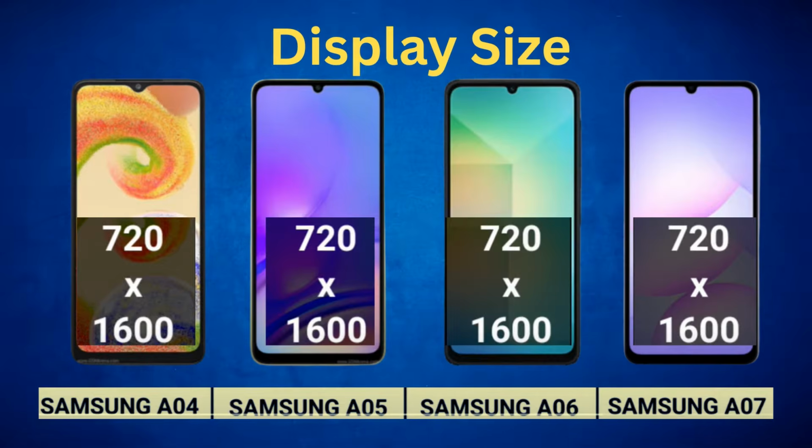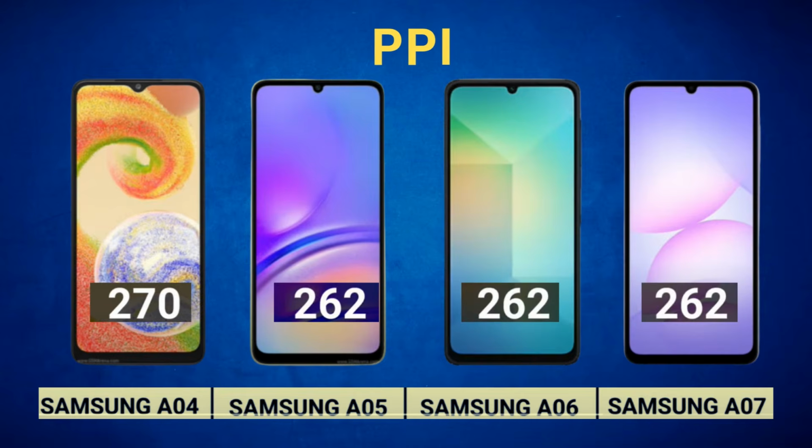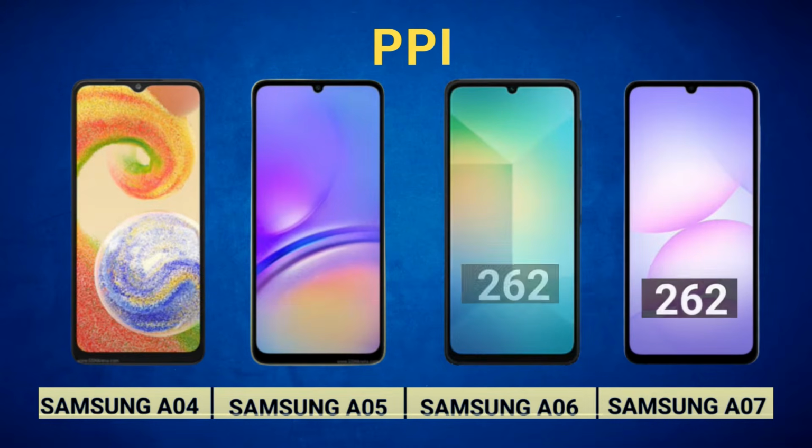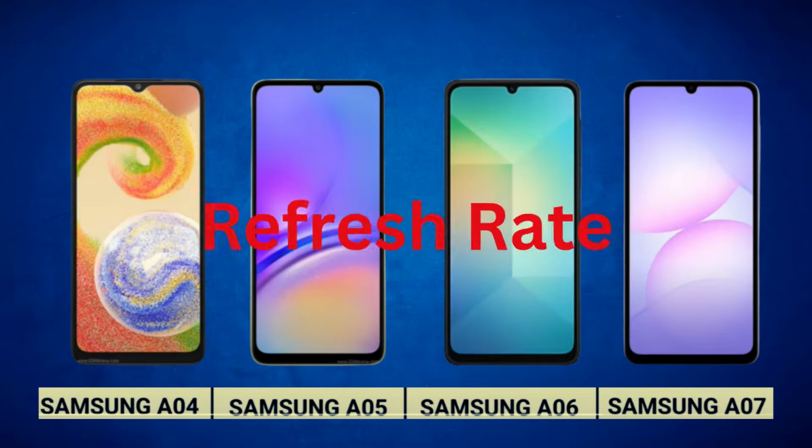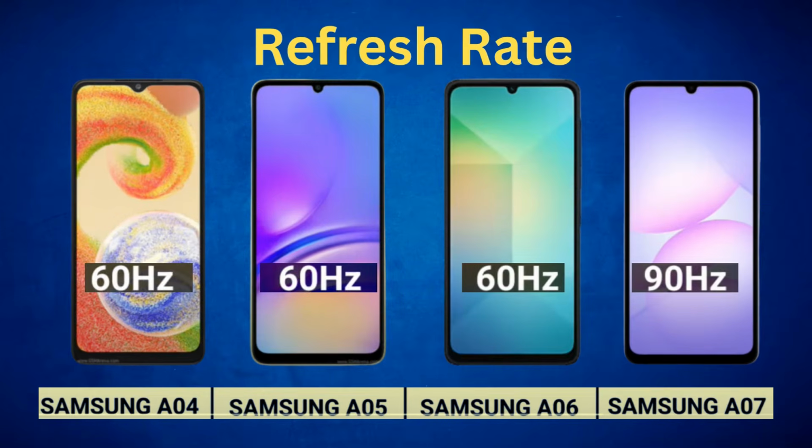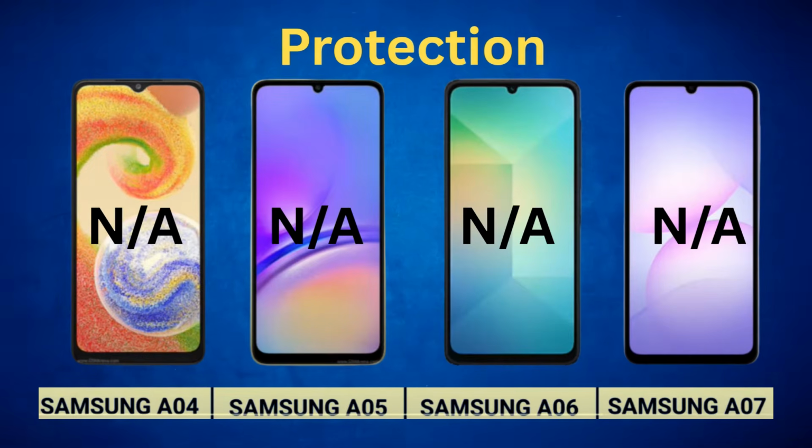When it comes to the resolution, all four of the phones have a resolution of 720 by 1600. Let's check the PPI. The A04 is 270, and the other three phones are all 262. Now for the refresh rate. The A04, A05, and A06 all have a 60 Hz refresh rate, while the A07 has a 90 Hz refresh rate. When it comes to protection, none of the phones have any protection.